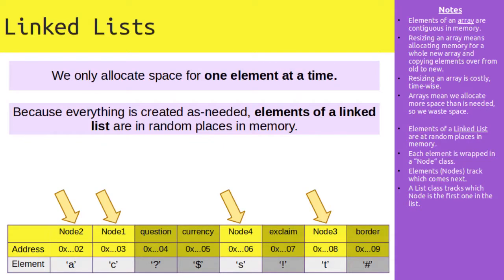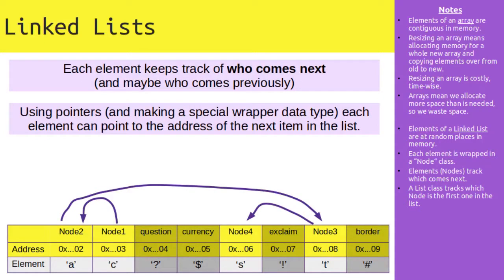So the big way it differs from an array is that we only allocate space for one element at a time as it's needed. Because everything is created as needed, elements of a linked list are in random places in memory. Each element keeps track of who comes next, and sometimes who comes previously. And we do this by using pointers.